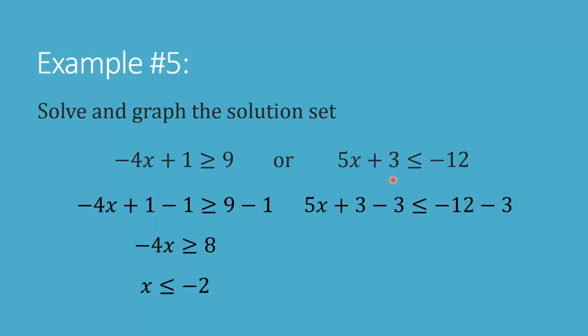Over here, we subtract 3 from both sides, and then divide by 5. And now we have x is less than or equal to negative 3. So our answer is x is less than or equal to negative 2, or x is less than or equal to negative 3.